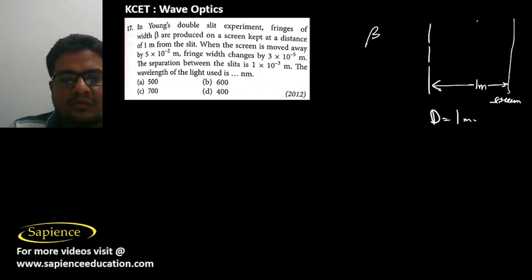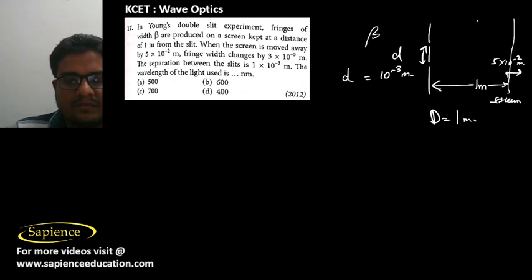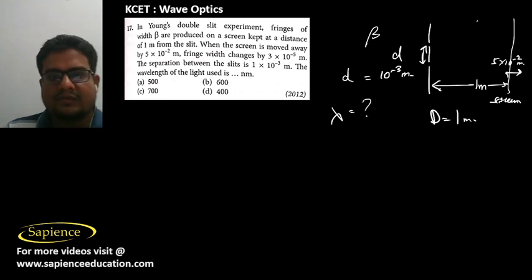When the screen is moved away by 5 into 10 power minus 2 meter, the fringe width changes by 3 into 10 power minus 5 meter. The separation between the slits d is equal to 10 power minus 3 meter. The wavelength of the light used in nanometer is? So how much is the wavelength of the light?